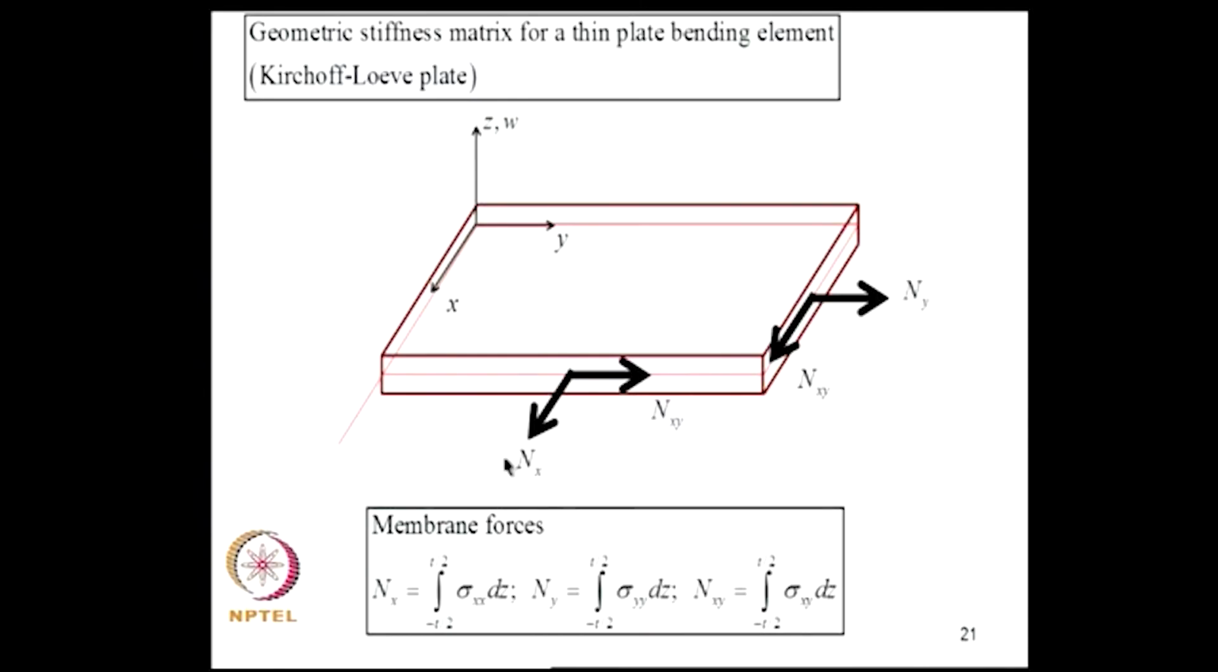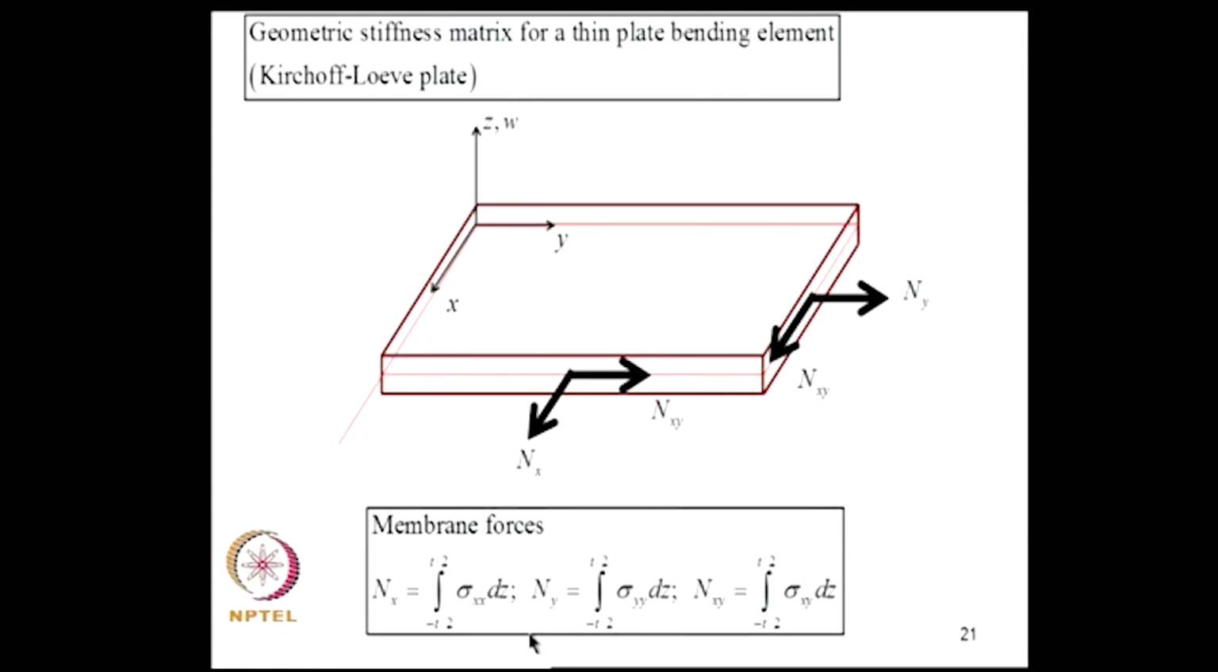So, this plate has the initial stresses which are planar, that is the membrane forces Nx, Ny, Nxy. Now, the membrane forces are results of the stresses sigma xx, sigma yy and sigma xy, which we typically carry out using plane stress analysis, and the stress resultants Nx, Ny and Nxy are obtained by integrating these stresses across the depth as shown here.